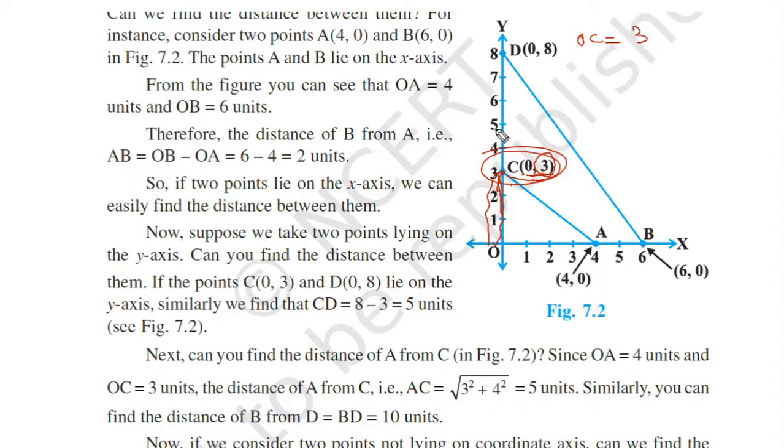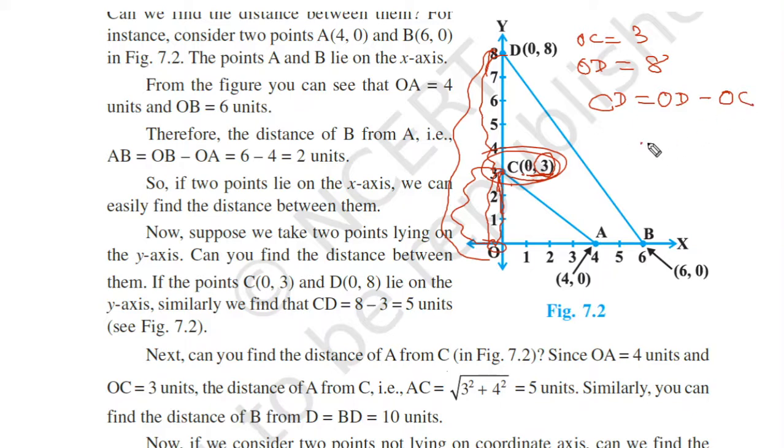Now similarly you can find the length of OD. What is the length of OD? You can see in the figure. From O to D, that is 8 units. Now if you are told to find the length of CD, CD will be equal to OD minus OC, which will be equal to 8 minus 3, which is 5 units. So length of CD is 5 units.